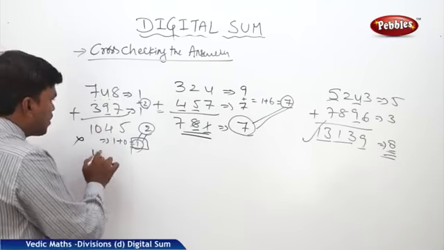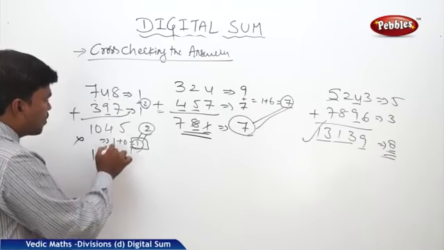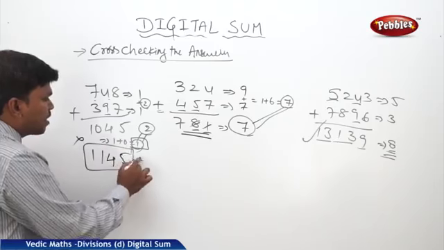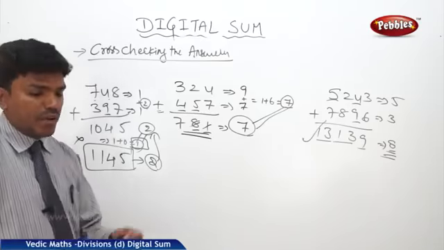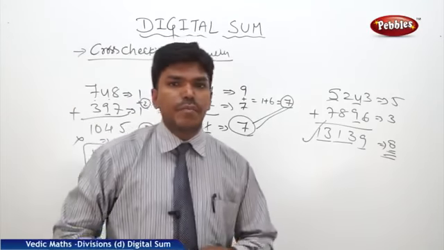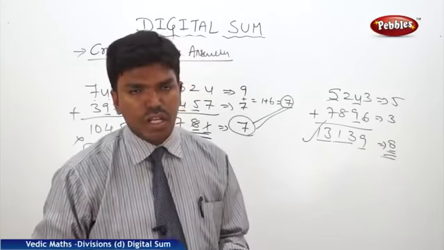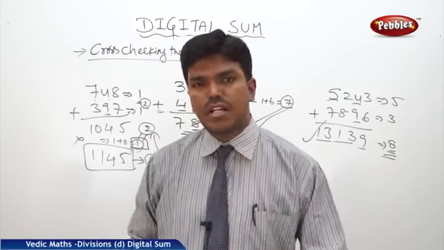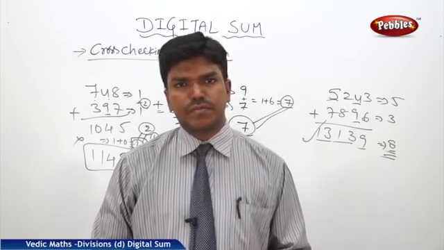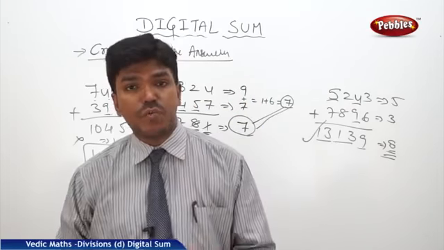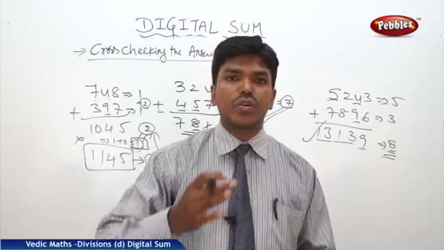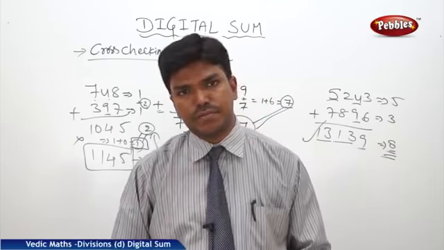So 7 plus 3, 10 but 11, 3 but 4, 5, double 1, 4, 5 is my answer. Now what is the digital sum? 2. Now it is matching. Remember one thing: if the digital sum is matching for your answer, we can't say it is 100% correct. But if your answer is not matching with the digital sum, you can say your answer is 100% wrong.